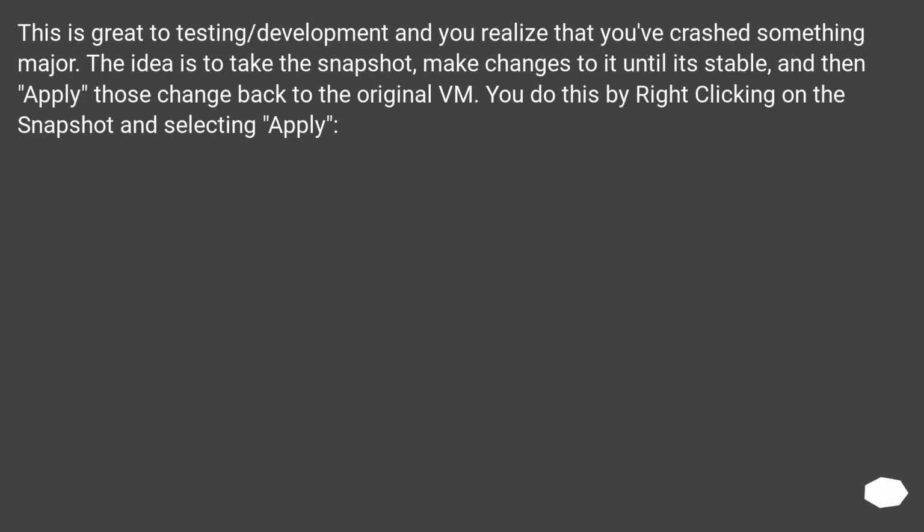This is great for testing and development when you realize that you've crashed something major. The idea is to take the snapshot, make changes to it until it's stable, and then apply those changes back to the original VM. You do this by right-clicking on the snapshot and selecting Apply.